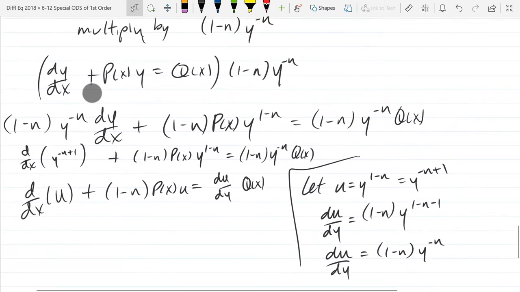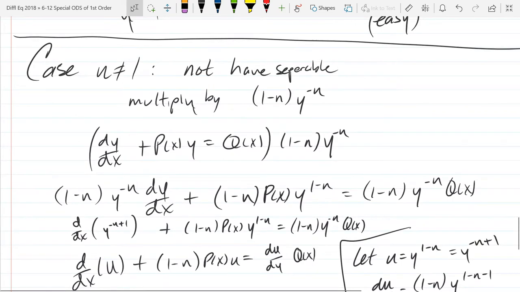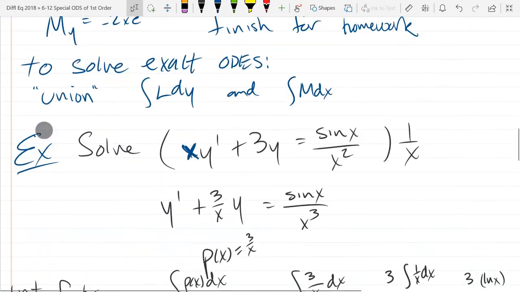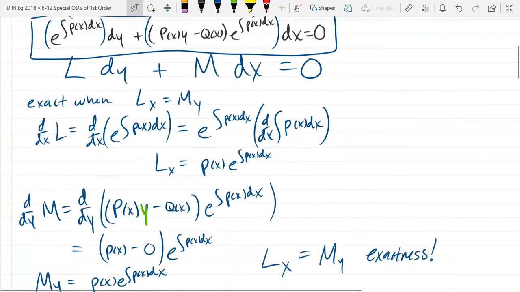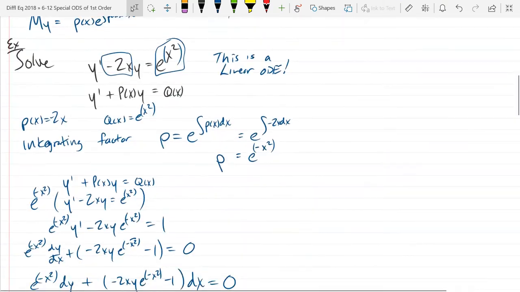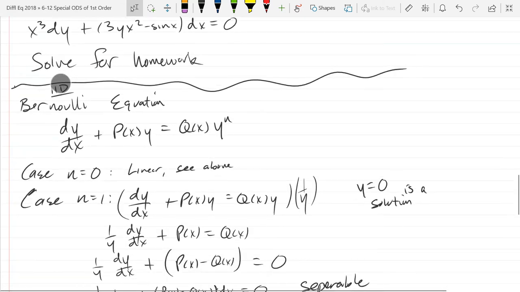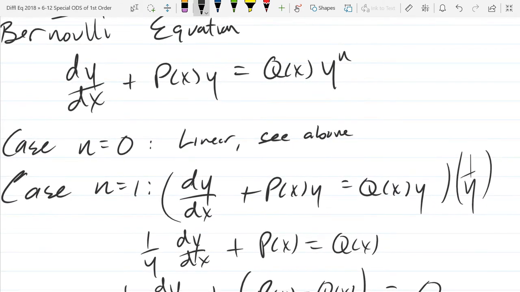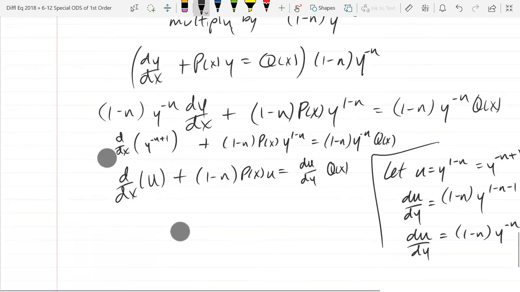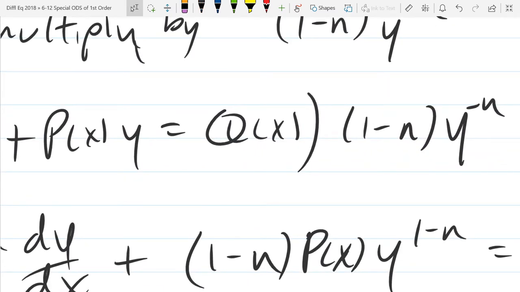Started with a y to the n on the q of x at the top. Oh, yeah. Jeez. Oh, way at the top. The first thing I wrote down in this section. Wait, so it, no, past that, there's Bernoulli is what I want. So there should have been a y to the n up there, which was missing. Jeez. Here we go. Alright, so there.